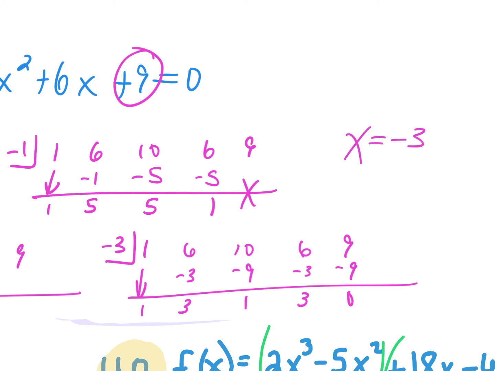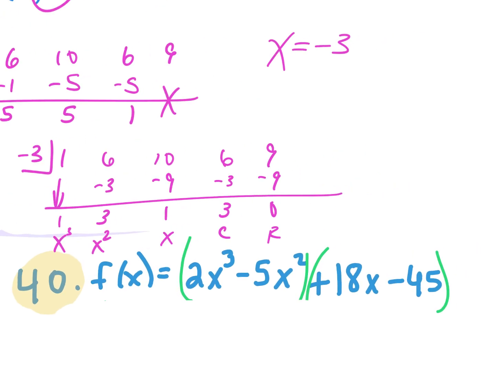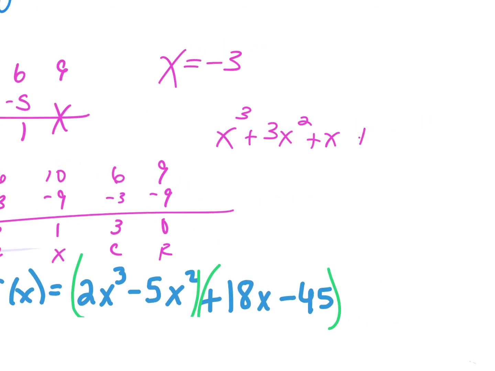Well, how many answers should I have? I should have 4. So this is x cubed, x squared, x, a constant. So my resulting polynomial here, what I have left over is x cubed plus 3x squared plus x plus 3 equals 0. So now we go through the whole process again.